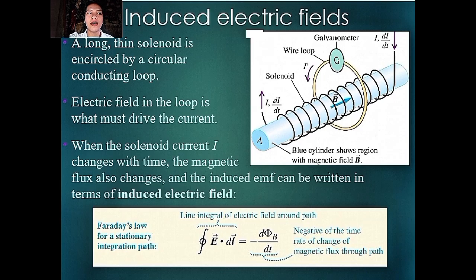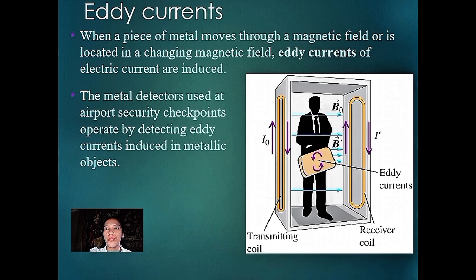The next is eddy currents. Eddy currents are loops of induced current formed in bulk conductors. While they can cause energy loss, they are also useful in applications such as metal detectors and magnetic braking. This demonstrates both the advantages and disadvantages of electromagnetic induction.